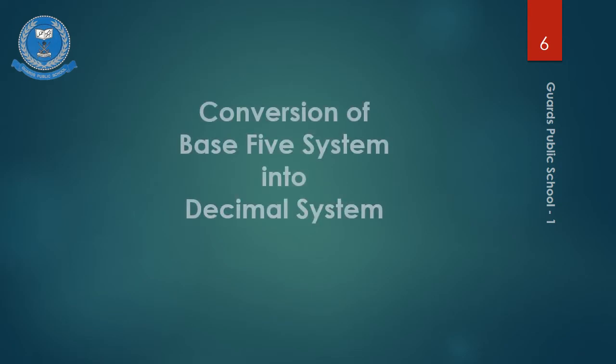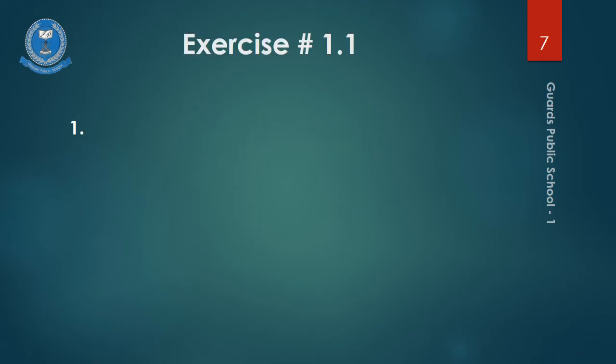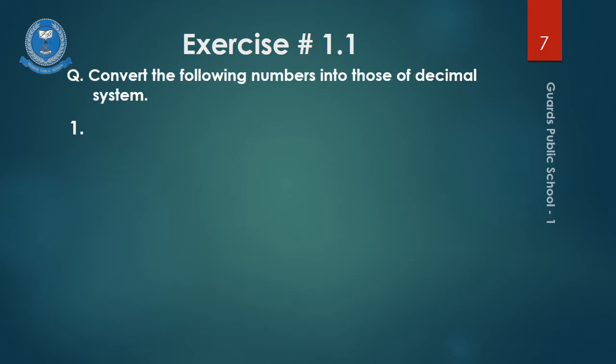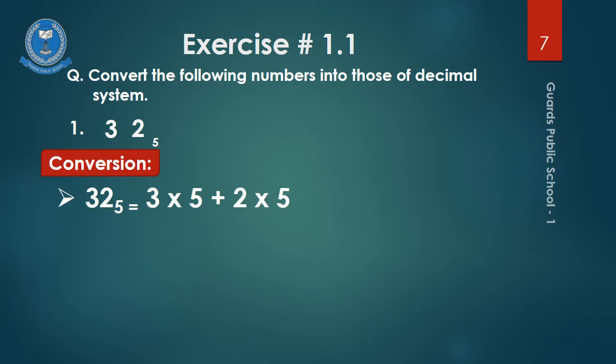We can easily convert number of base 5 into number of base 10. From exercise number 1.1, question is convert the following numbers into those of decimal system. And question number 1 is 3, 2 with base 5. Remember, it is read as 3, 2 with base 5, not 32 with base 5. In order to convert this number into decimal system, write down 3, 2 with base 5 is equals to 3 multiplied by 5 exponent 1 plus 2 multiplied by 5 exponent 0. This is called the expanded form of a number involving exponents of 5.